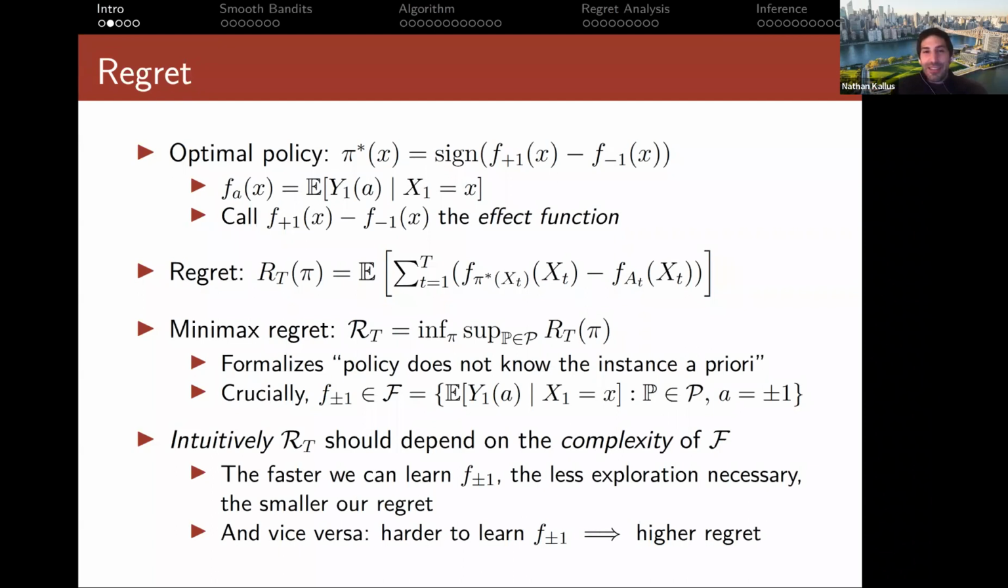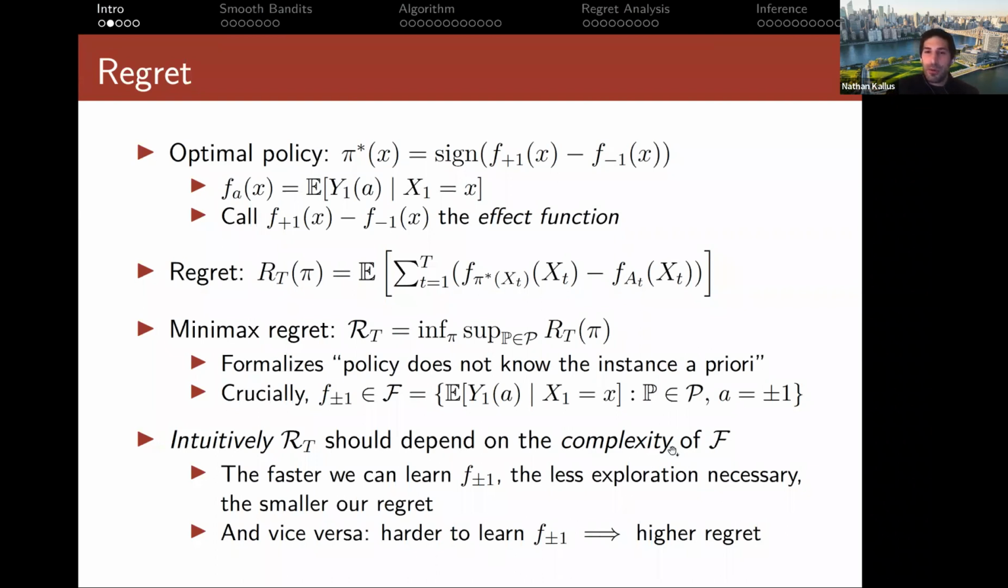So we said that underlying this is a supervised learning problem, essentially. We're just trying to learn these regression functions so that we can choose the action that maximizes them. And if we're restricting the class of problems we're looking at, we're restricting the class of conditional expectation functions that could be realizable. And we know that supervised learning over a rich function class is harder than supervised learning over a less rich function class. So intuitively, this minimax regret should have a very close relationship to the complexity of this function class. If we can learn these functions very quickly, then we don't need exploration, and our regret is going to be very small. And vice versa, the harder it is to learn these regression functions, the higher our regret should be.